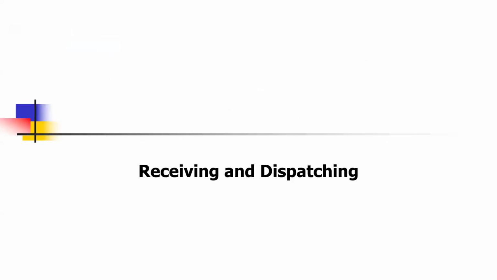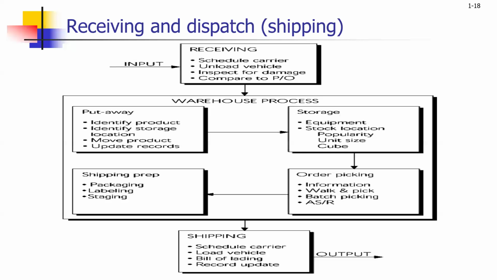Okay, that is it about that. Then we look at the other side, which is receiving and dispatching. Receiving items into the store is really important. Normally, inputs come, we receive them, and then we ship them out.